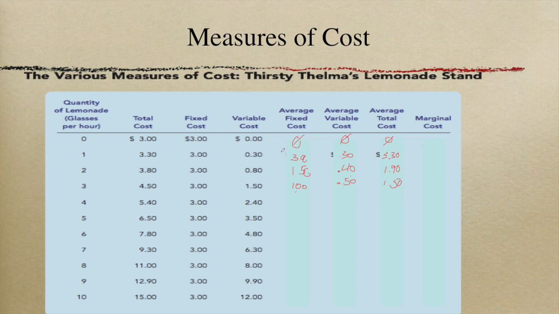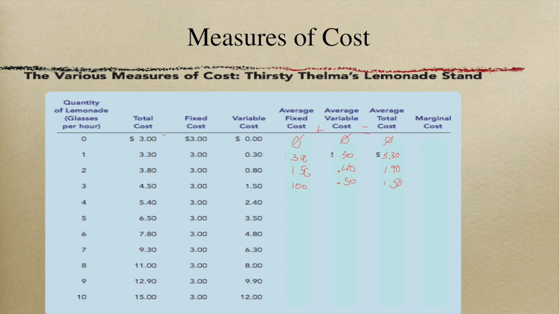Now, if you notice, my average fixed plus my average variable equals my average total. $3 plus 30 cents is $3.30. $1.50 plus 40 cents is $1.90. A dollar plus 50 cents is $1.50. You guys can fill in this column the rest of the way on your own.